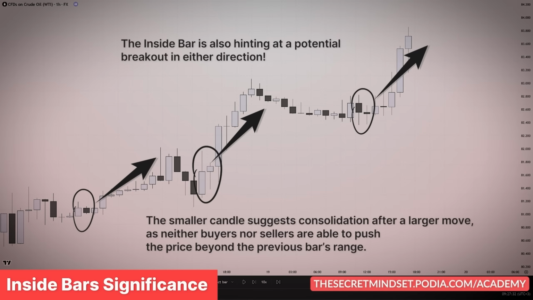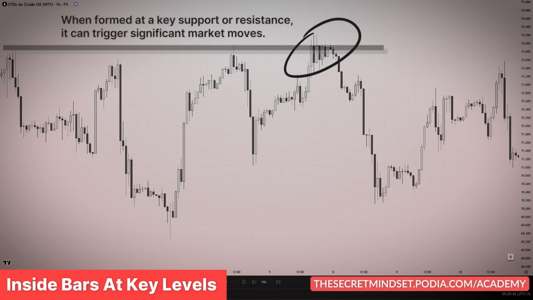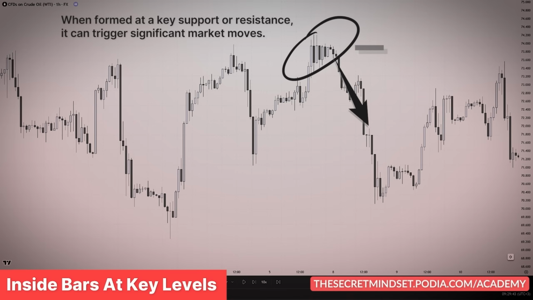The inside bar is also hinting at a potential breakout in either direction. When an inside bar forms at a crucial spot, such as a major support or resistance, its break can trigger quite a few traders in and out of position.